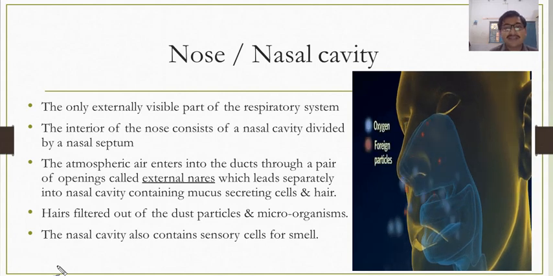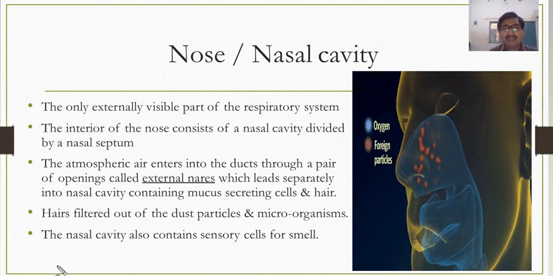The nasal cavity has hairs, mucus cells, and richly supplied blood vessels, which help us to maintain the air condition. For example, hair is used for cleaning out the dust particles and microorganisms. The mucous membrane is used for air conditioning, and the sensory cells are used for the sense of smell. So how is the mucous membrane maintaining the condition of air?